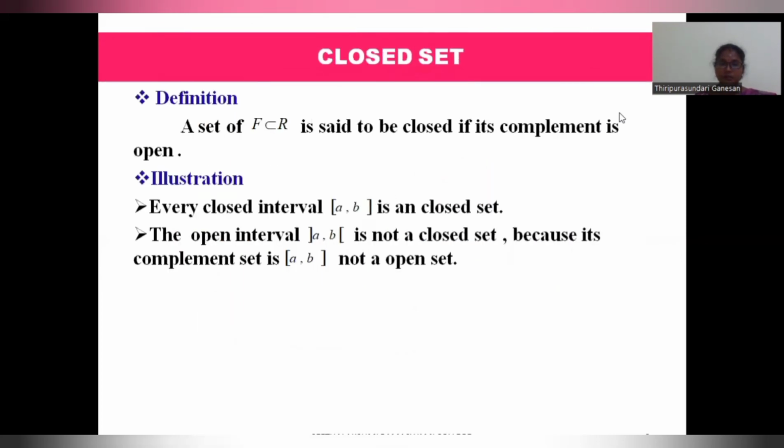Next comes the definition of closed set. A closed set is just the complement of an open set. A set F subset of R is said to be closed if its complement is open. Their examples: every closed interval [a, b] is a closed set. The open interval (a, b) is not closed because its complement is not open.